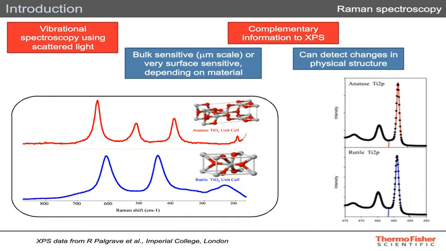For example, crystal structure information is available from Raman, which is not always possible with XPS. With rutile and anatase, which are different phases of titanium dioxide, for example, the titanium 2p core level XPS spectra are identical, meaning that XPS cannot easily differentiate these phases, but the Raman spectra are very different to each other, making identification of each phase straightforward.